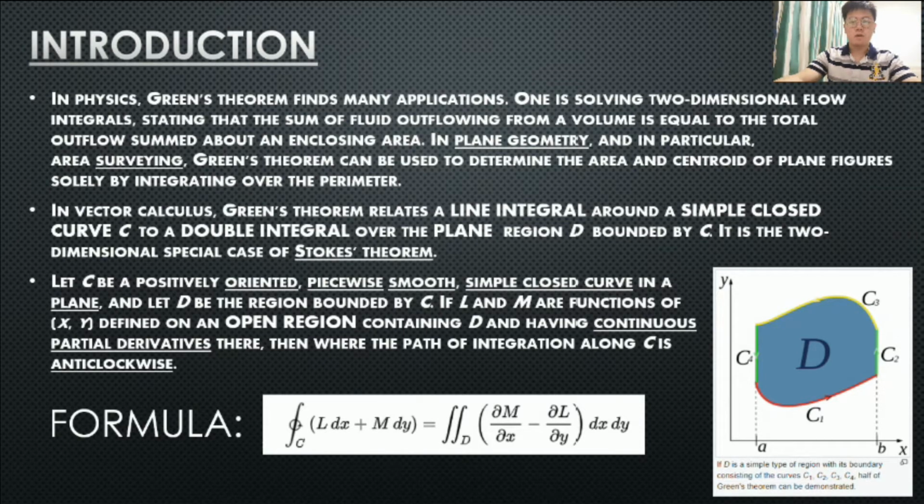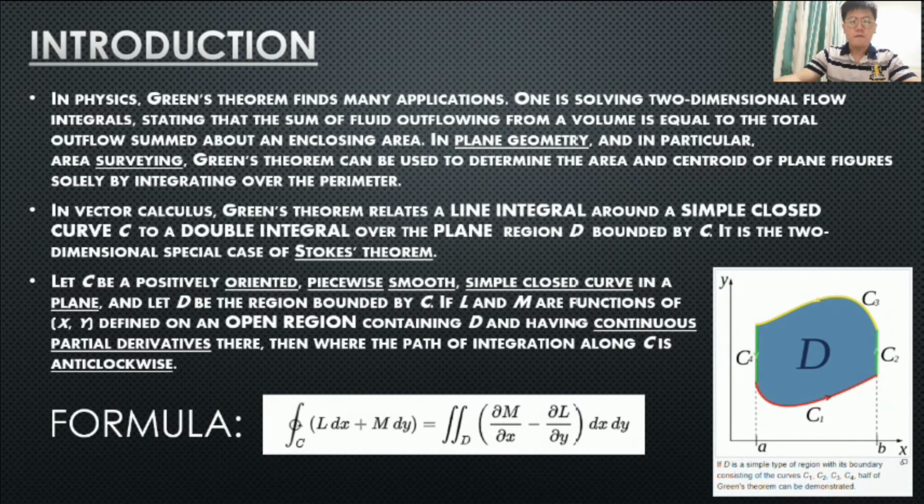In vector calculus, Green's theorem relates a line integral around a simple closed curve C to a double integral over the plane region D, bounded by C. It is the two-dimensional special case of Stokes' theorem. Let C be a positively oriented, piecewise smooth, simple closed curve in the plane, and let D be the region bounded by C. If L and M are functions of x and y defined on an open region containing D and having continuous partial derivatives, then the path of integration along C is counterclockwise.